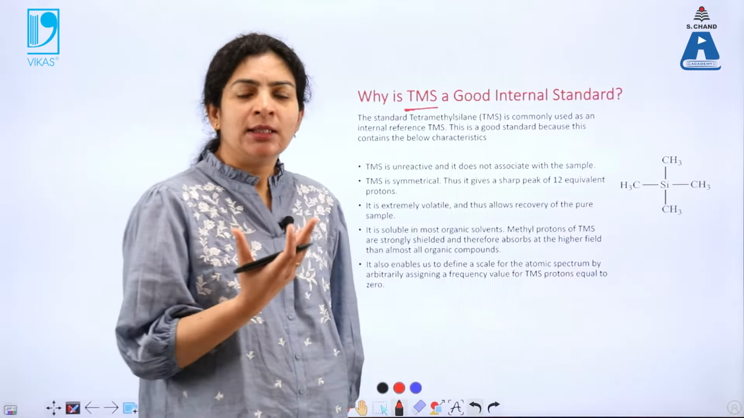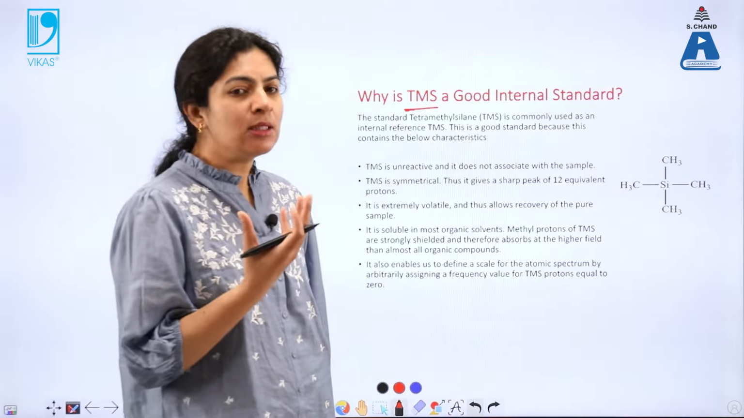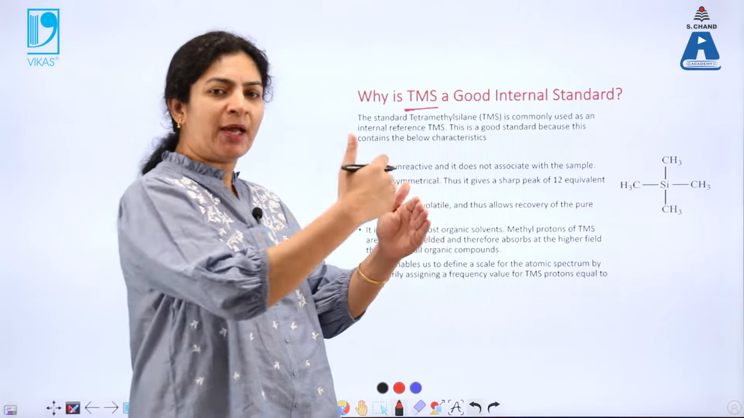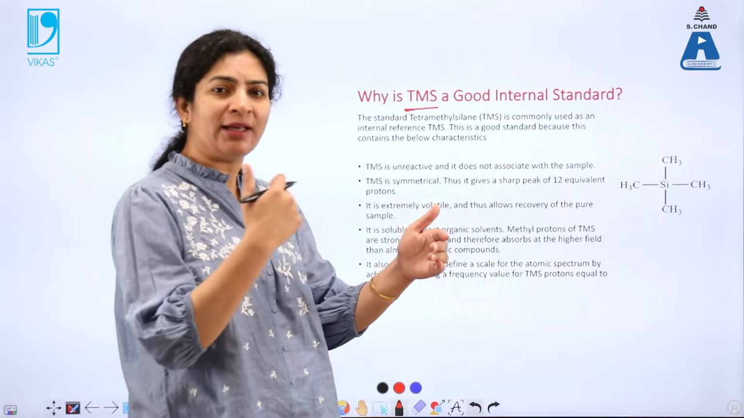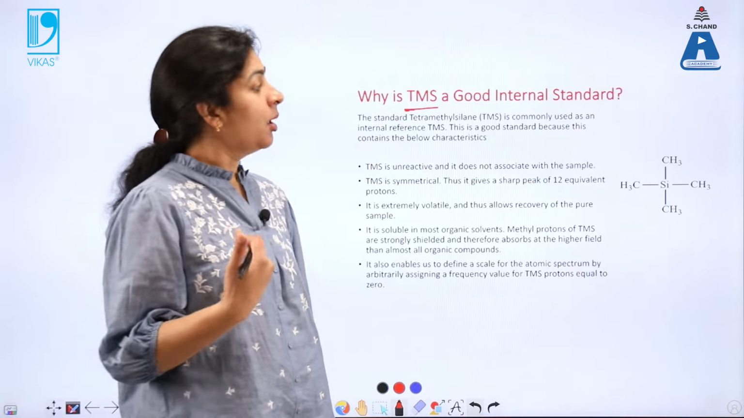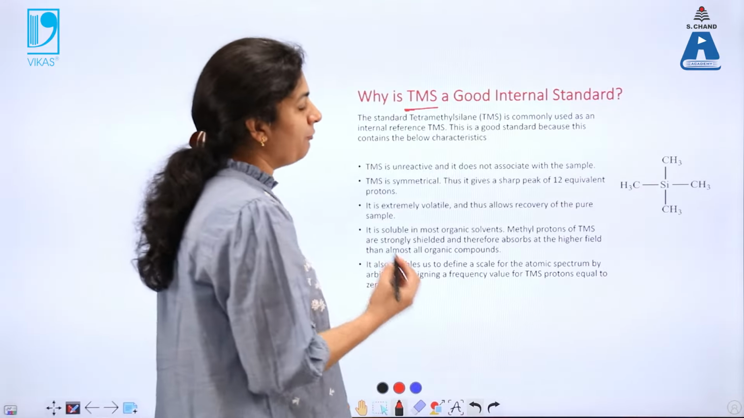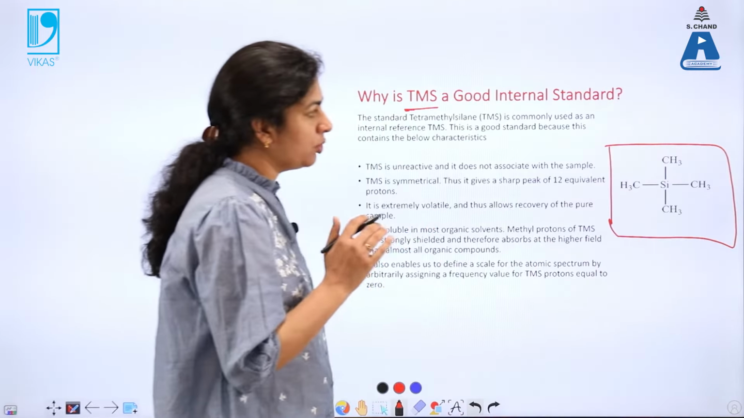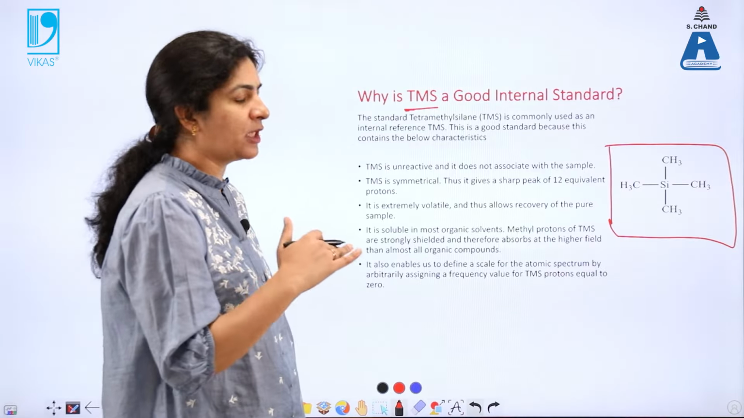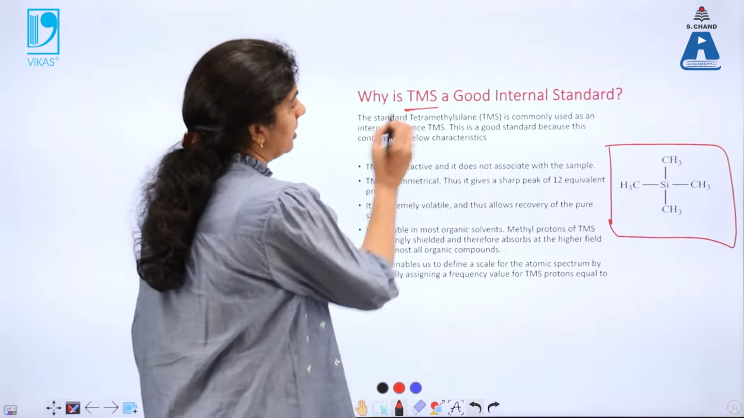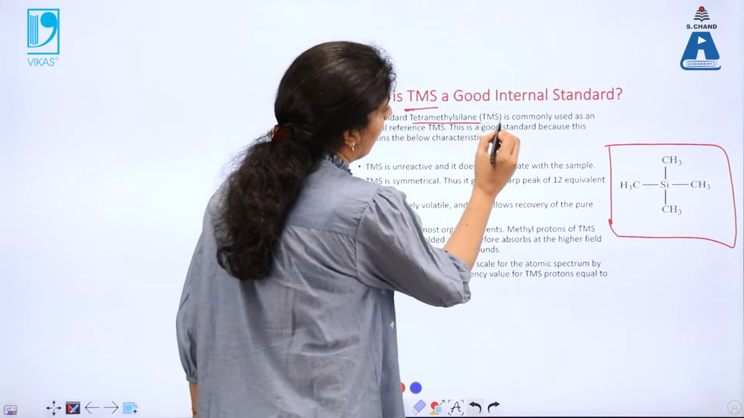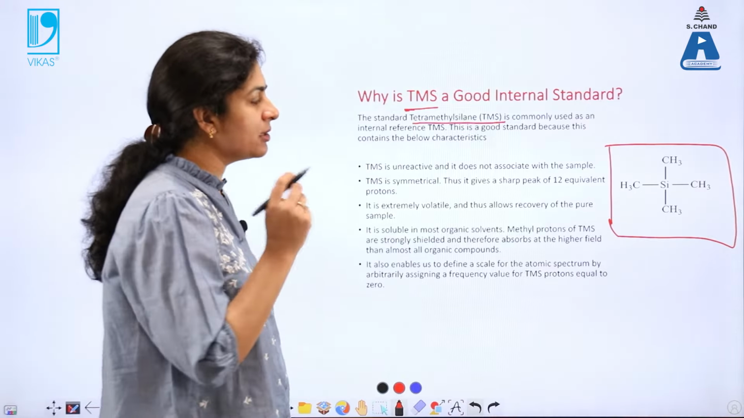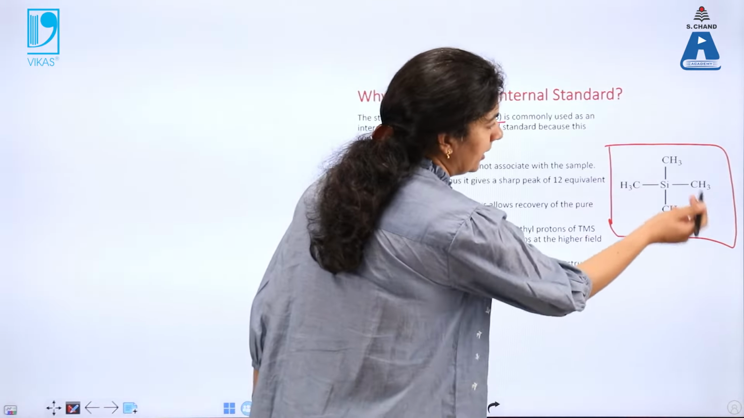So what do we need? We need an internal standard, or what we can call a reference molecule, with respect to which we can measure and express the chemical shift of various molecular nuclei. The best reference that we are using most of the time nowadays in NMR spectroscopy is TMS. TMS stands for tetramethylsilane. This is a very commonly used internal reference. The structure of tetramethylsilane is shown here.